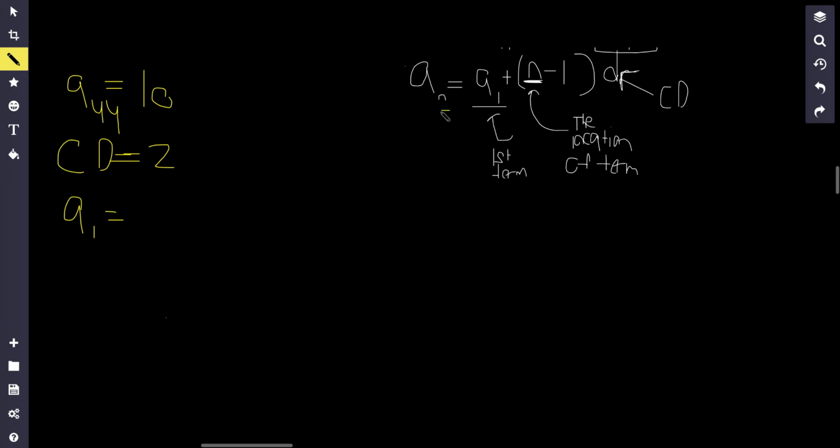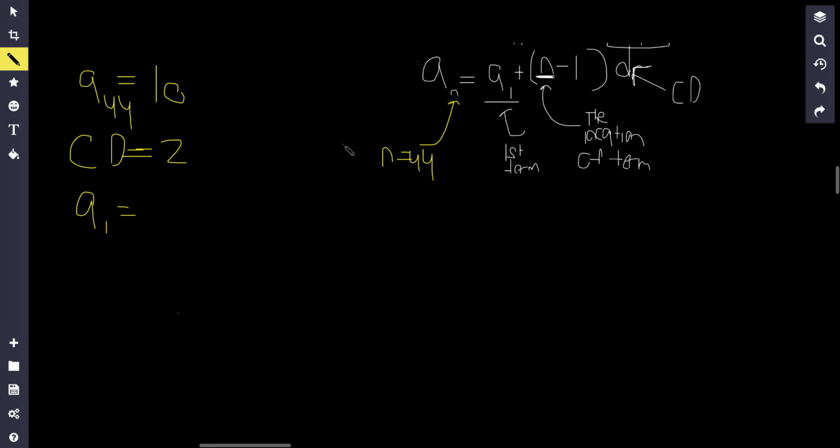Well, notice how no matter what kind of n value we put in, so no matter what term we're trying to find, in our formula our first term always stays constant. It doesn't change. And we're going to use this to our advantage. So let's say we plug in n is equal to 44 into our formula. If n is equal to 44, we're going to get a sub 44, which we know is 10. So let's substitute that in.